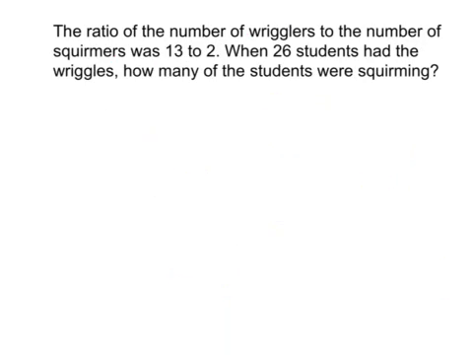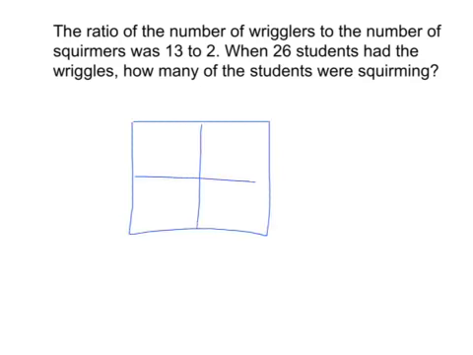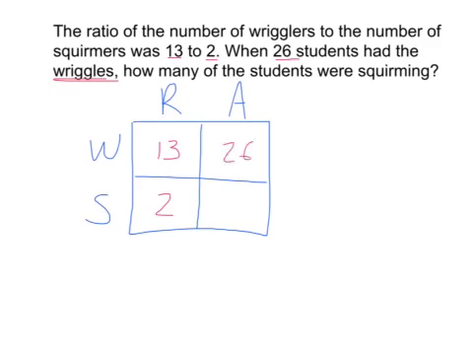Let's say the number of regulars to the number of squirmers was 13:2. When 26 kids had the regulars, how many students were squirming? So we're going to draw our ratio box. 2 by 2. We have our ratio amounts and our actual, and we're comparing regulars, which is listed first, so I put it first, squirmers is second, and then I have the numbers 13 and 2 as our ratio amounts, so 13 to 2. This number 26 is the number of regulars, so I have 26 here, and I'm looking for the number of squirmers.